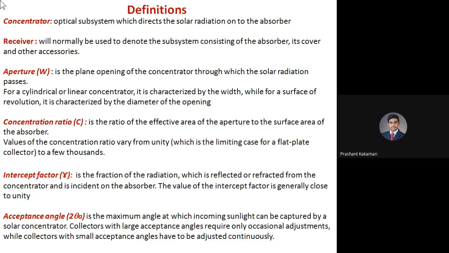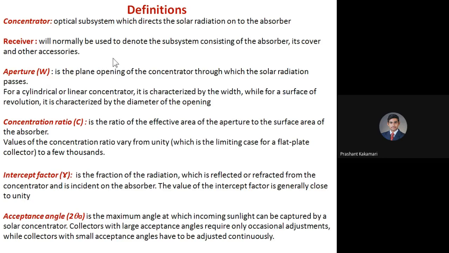That system, the entire thing, the absorber tube, absorber cover, and the accessories which connect it, is called the receiver system. The receiver you can denote by R, and the concentrator you can denote by C. Next is the aperture, which is denoted by W here. This is a very important part: the aperture and the absorber areas or the receiver areas.